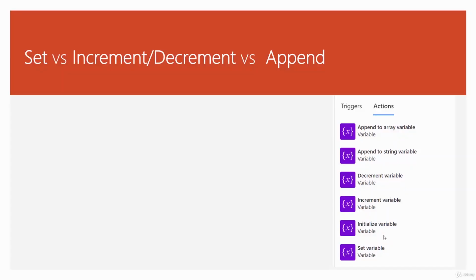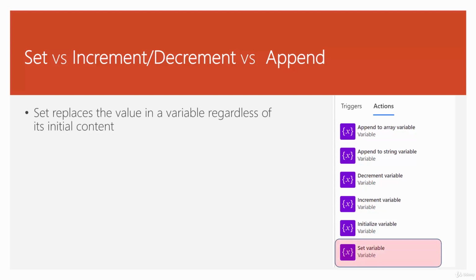So far we learned about initialize variable, and we created two variables, one of type integer, the other one of type string. Now let's take it to the next level, and see what all these actions are that we can use for different variables. To start with, we go through set variable. Set replaces the value in a variable regardless of its original content. So let's see how it does.